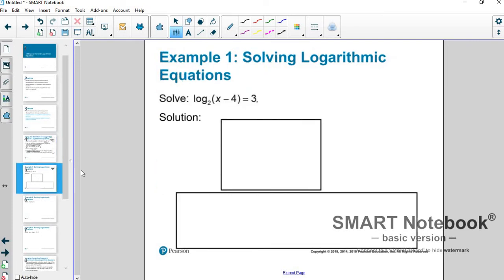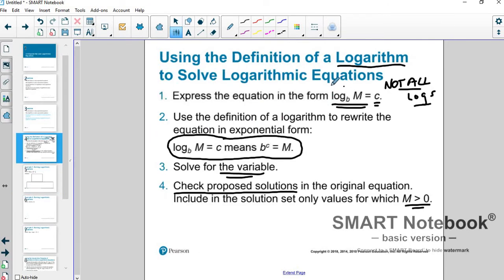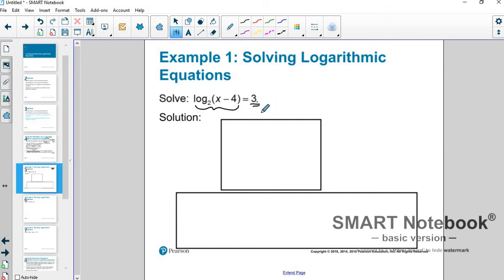Okay, so example 1. Let's solve log base 2 of x minus 4 equals 3. This is already of the form a single logarithm equals a constant. That's the form we're looking for. So we're in that form already. What's the first step? The first step is to rewrite it in exponential form.